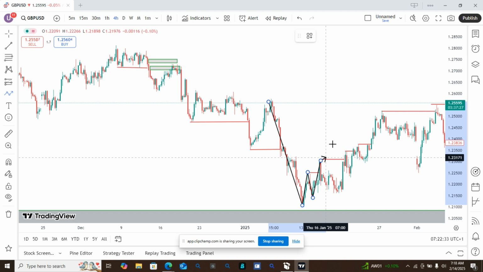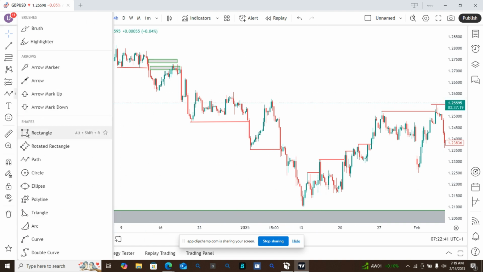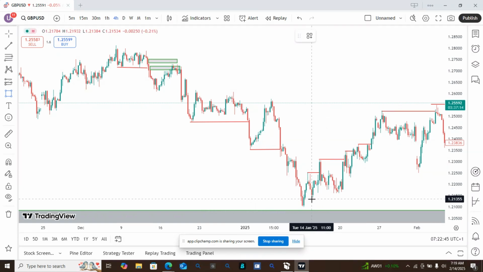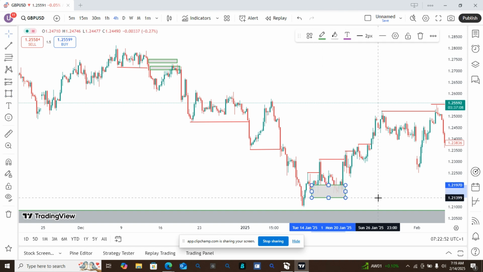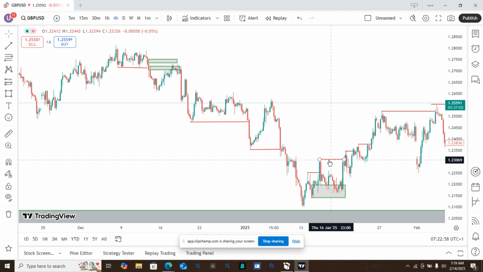So after breaking and closing above it, what next happens? Price now retraces back into this other block. That's what I'm telling you: after taking out the external liquidity, price will return to internal range liquidity, which is your other block or your fair value gap. See, this red count is the other block, and price comes back to it and moves up again. After moving up, it breaks and closes above this zone. After that, price returns back to this fair value gap.